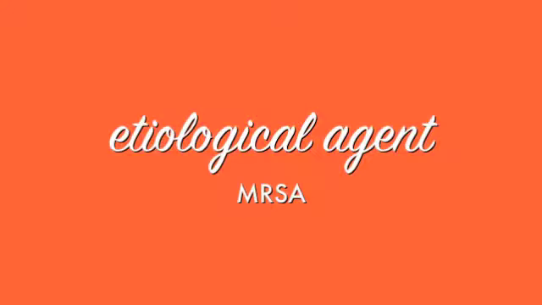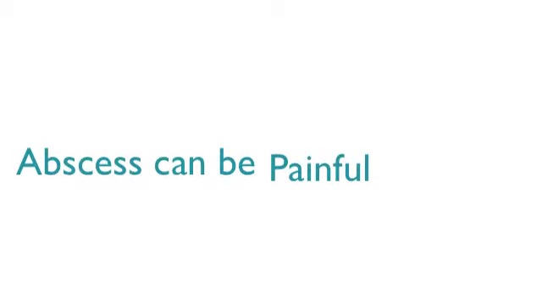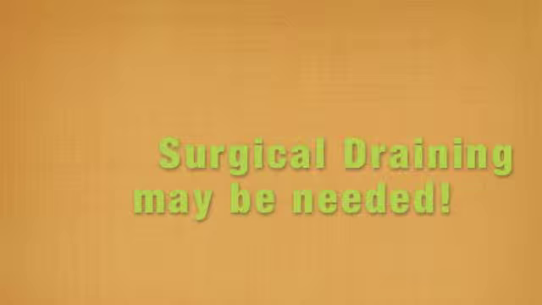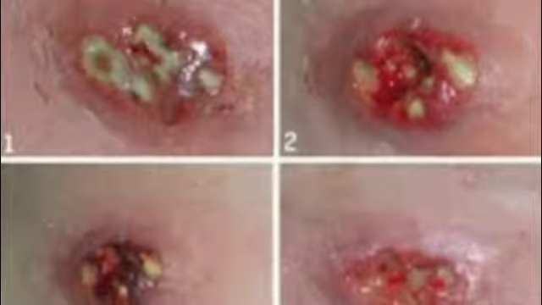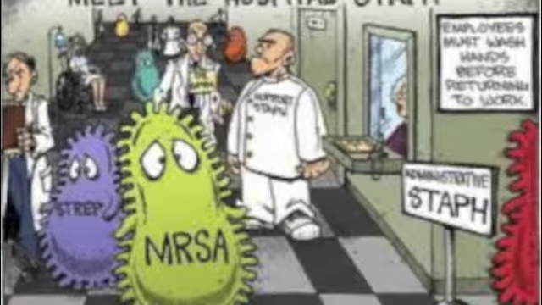MRSA itself is the etiological agent that causes Staphylococcus aureus infection. MRSA usually starts out as a small red bump that resembles pimples, boils, or spider bites. These can quickly turn into deep, painful abscesses that require surgical draining. The bacteria can remain confined to the skin.